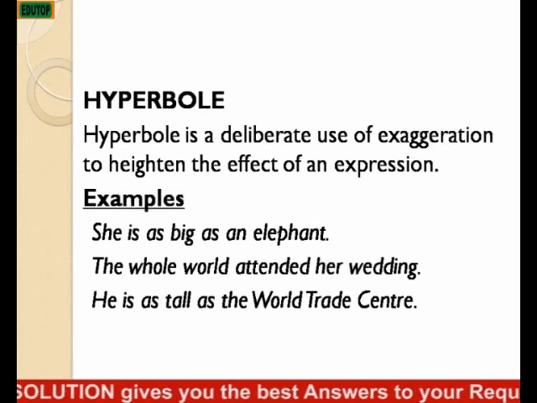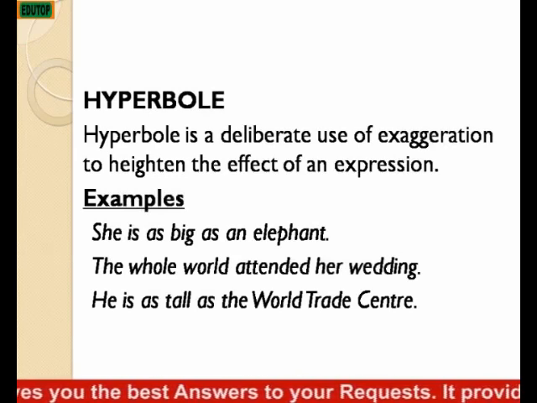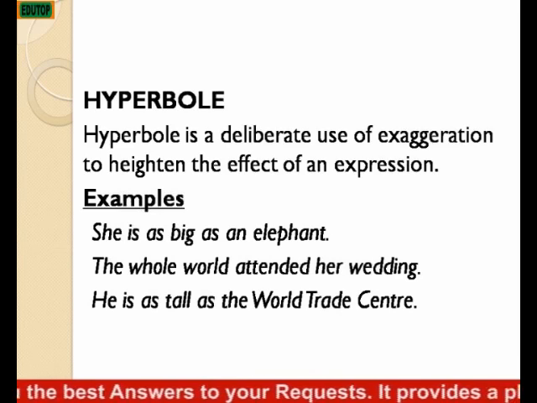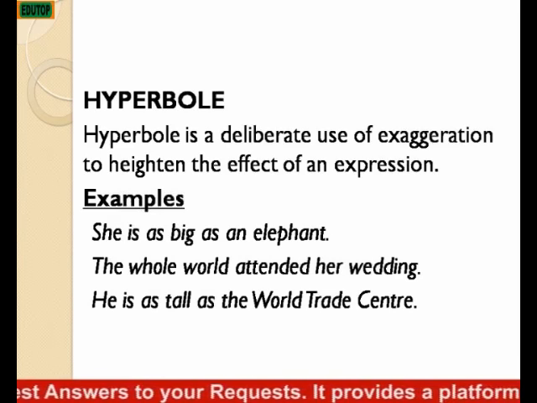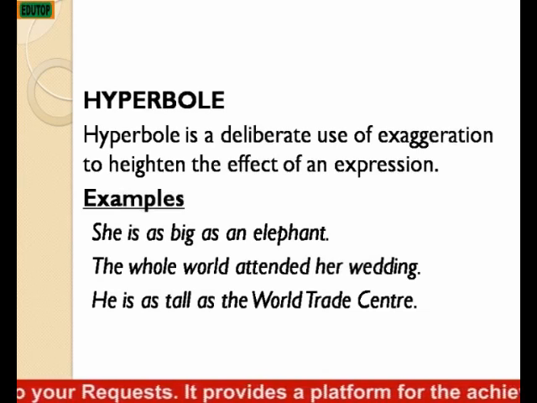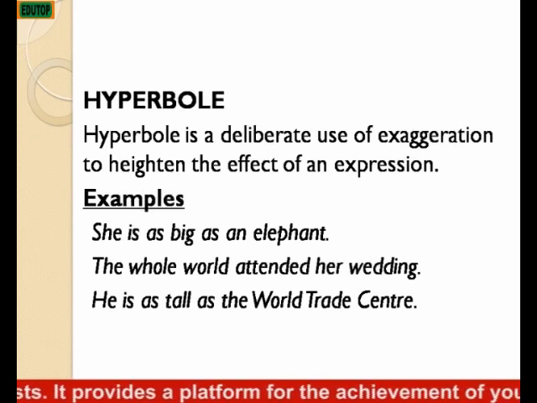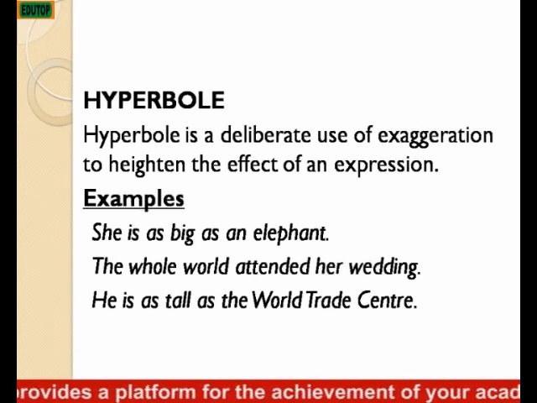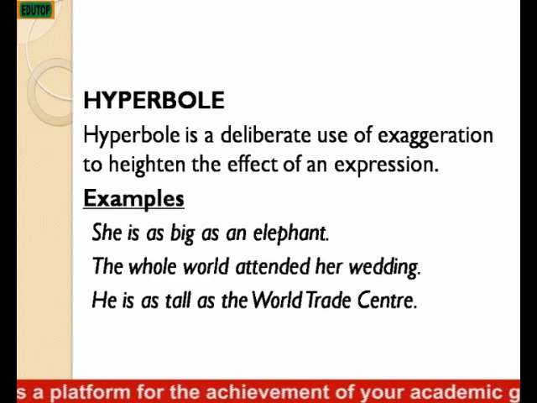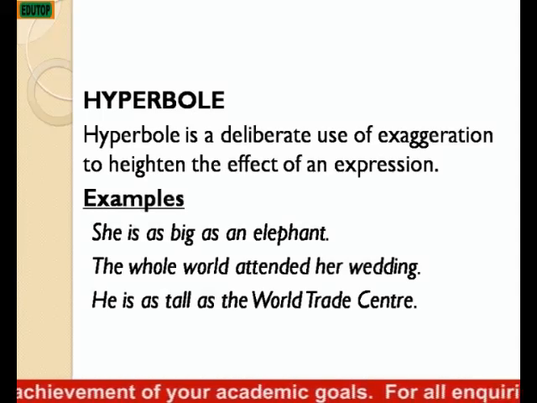The whole world attended our wedding. When we say the whole world attended our wedding, it is not possible for the whole world to attend a wedding, but we are trying to say that the wedding was attended by many people. So exaggeration is set into the expression, and so we call it hyperbole. And the last example we have is as tall as the World Trade Center. Nobody can be as tall as the World Trade Center, so it is expressing exaggeration.